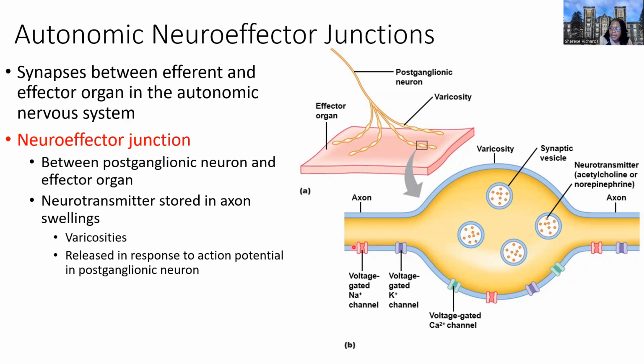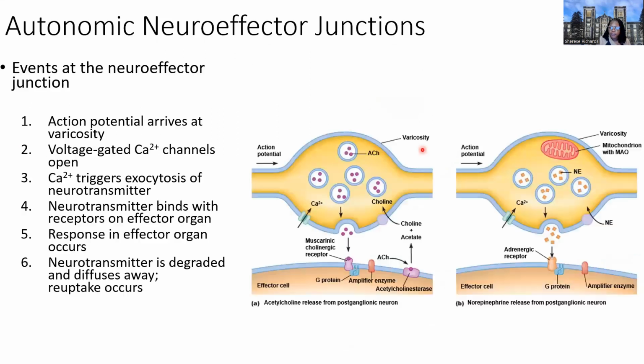We also want to remind ourselves of the types of voltage-gated channels that are important in the synaptic response. Voltage-gated sodium and calcium channels are on the axon, so this portion of the neuron. And then voltage-gated calcium channels are on the varicosity itself that are going to help with exocytosis that will help this neurotransmitter cross the junction. Okay.